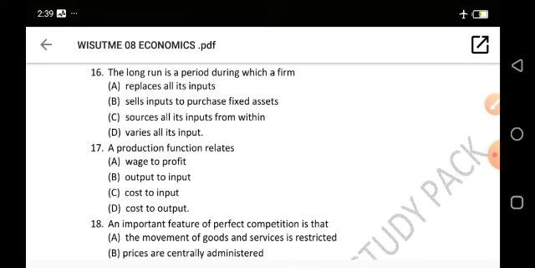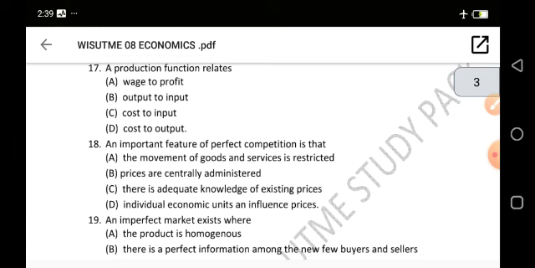So under that, we talk about productivity. So the answer to that question is B. It relates the relationship between your output and your input. That will take us to 18.